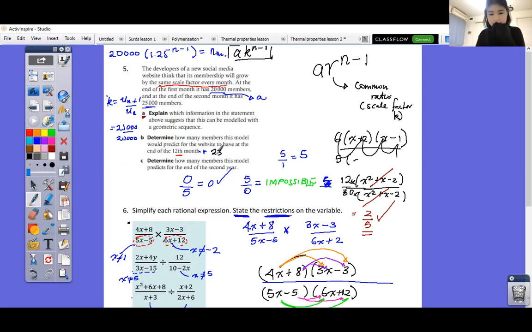So you've got 232,830. Or since it's people, then 831. Yeah, that's what I got. Absolutely spot on the money. So your calculator has not let you down. Worry not. All right. So determine how many members this model predicts for the end of the second year. What would you do then for this one? What would your N be?